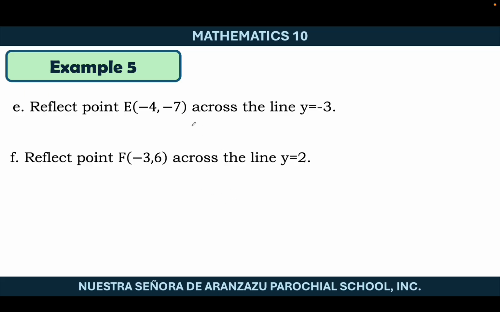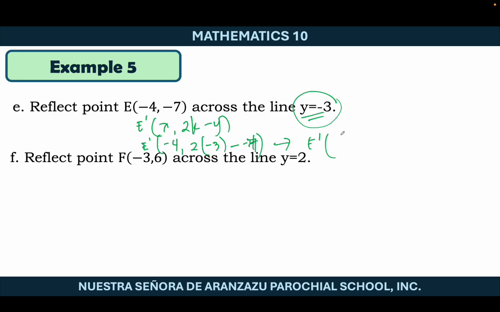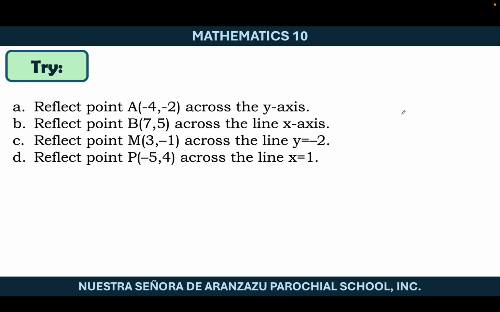Next, reflect point E, negative 4, negative 7 across the line y is equal to negative 3. So, this time, the formula we will use is copy the x, then apply the 2k minus y. The k is the constant, since it's indicated here that the reflection line is at the constant y is equal to negative 3. So, our E prime is negative 4, 2 times the constant negative 3 minus y, negative 7. So, E prime is negative 4, 2 times negative 3, negative 6. And negative 6 minus negative 7 is simply 1. Okay, that's it. So, the reflected point is, no answer key.